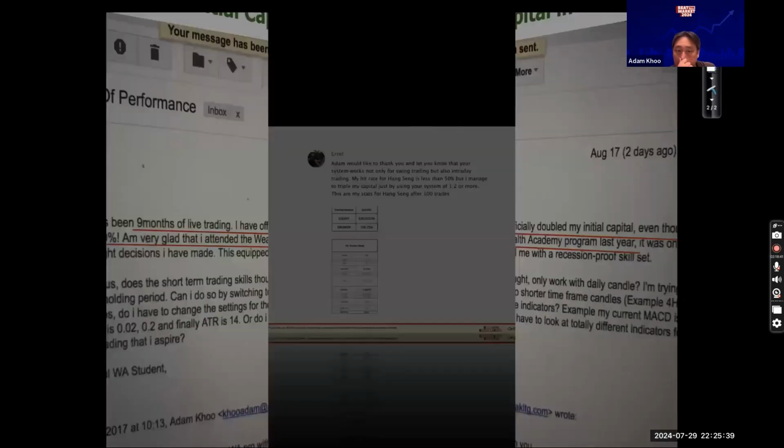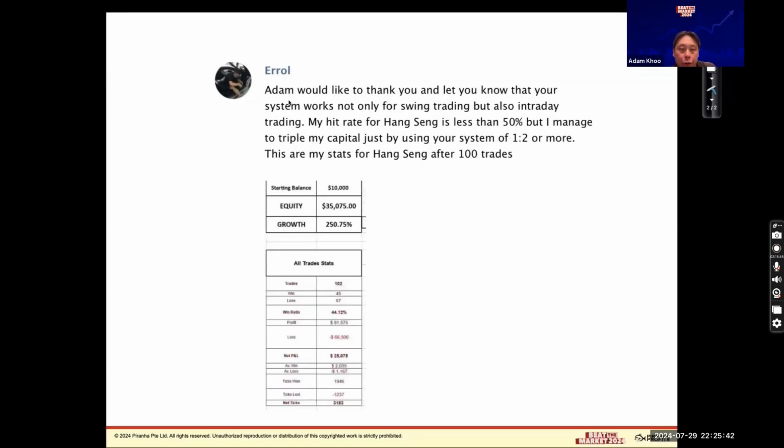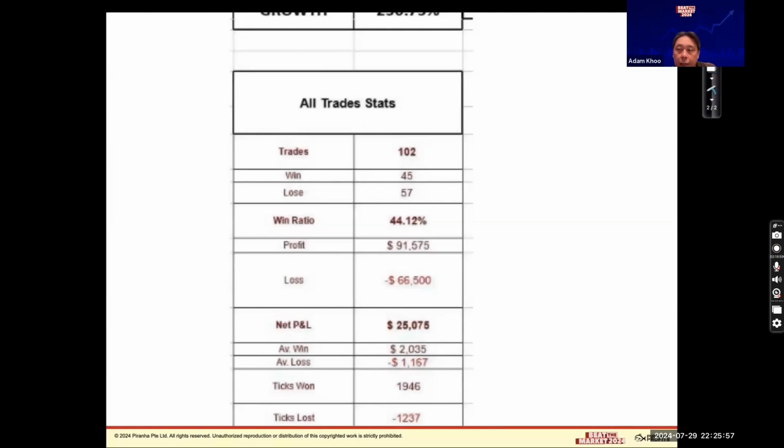Right? This Errol, he said, Adam, I'd like to thank you to let you know that your system works not only for swing trading, but also intraday trading. My hit rate for Hang Seng is less than 50%, but I managed to triple my capital by using your system. So you can see his stats, very interesting. He took 102 trades. He had 45 wins, 57 losses. His win rate is only 44%. But his average win is 2,000. His average loss is 1,000. So net, he made 25 grand out of 10 grand.